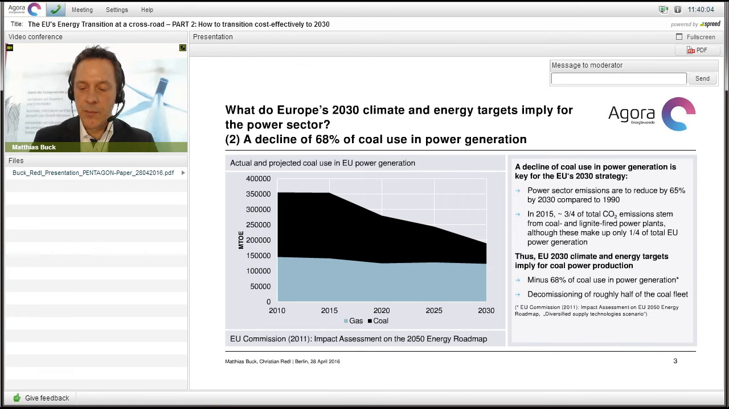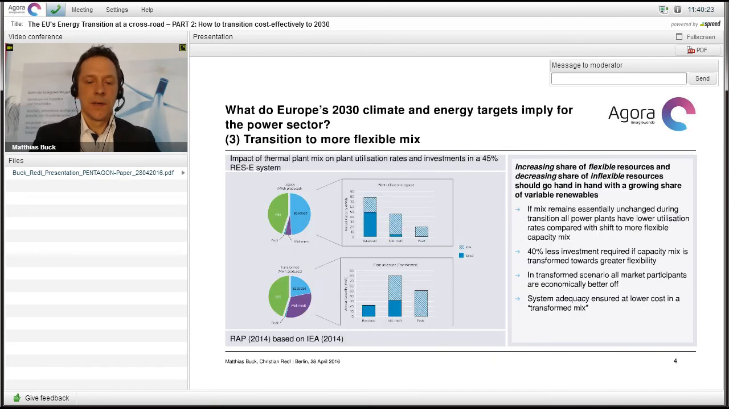Now, minus 68% of coal use in power generation means that about half of the current fleet would need to be decommissioned. And one question, of course, is how do we get there in the next 15 years? A further important consideration looking at the 2030 climate and energy targets is that for this to be a cost-effective transition, we must transition to a more flexible mix of capacity.